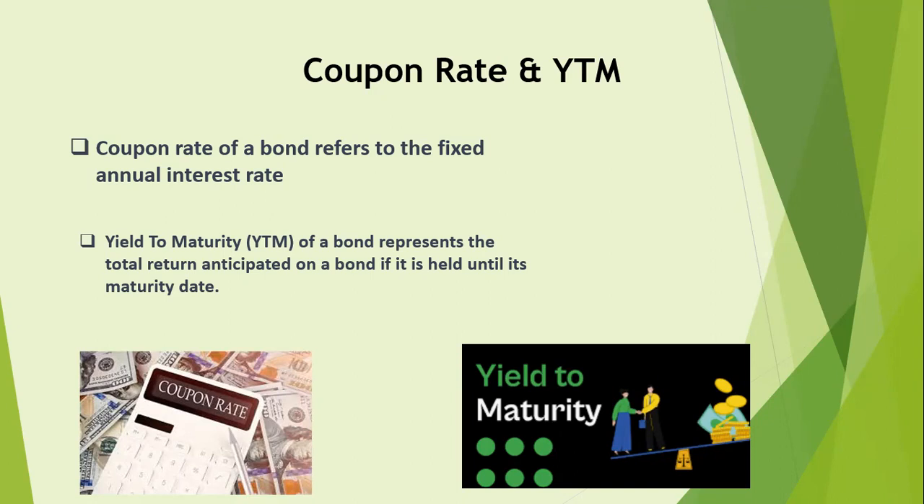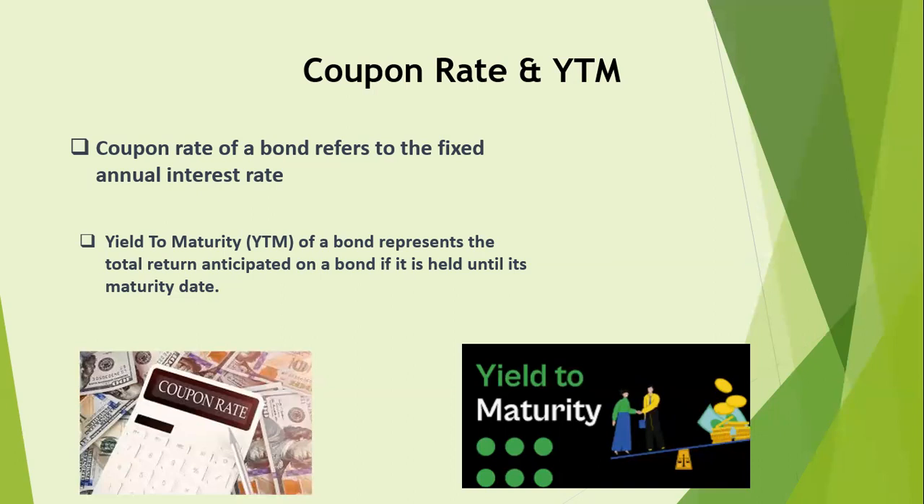So if the bond is purchased at a discount, meaning below face value, the YTM will be higher than the coupon rate. If the bond is bought at a premium, meaning above face value, the YTM will be lower than the coupon rate. Okay?